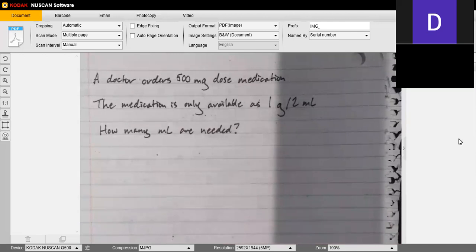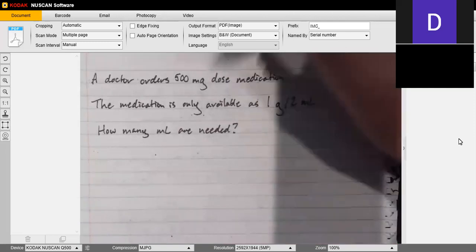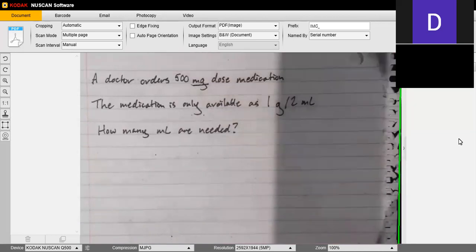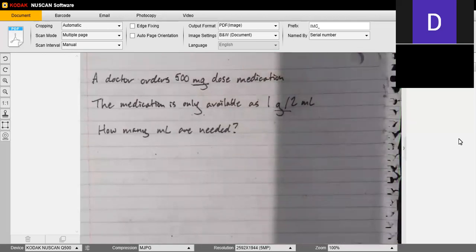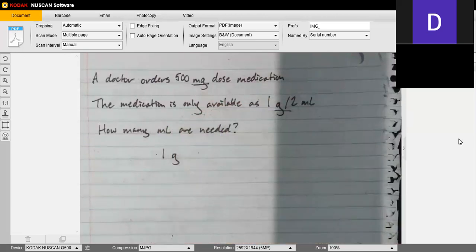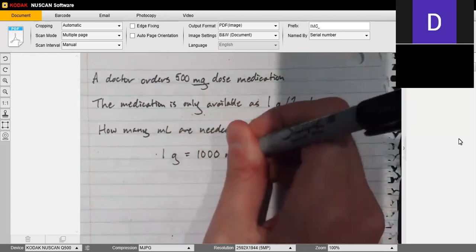Well, firstly, you'll notice we have a little issue, and this can trip people up quite a bit. The prescription is written in milligrams, and our medication is written in grams. So first thing, we immediately want to either change the grams to milligrams or change the milligrams to grams. I like to do 1 gram is equal to 1,000 milligrams.